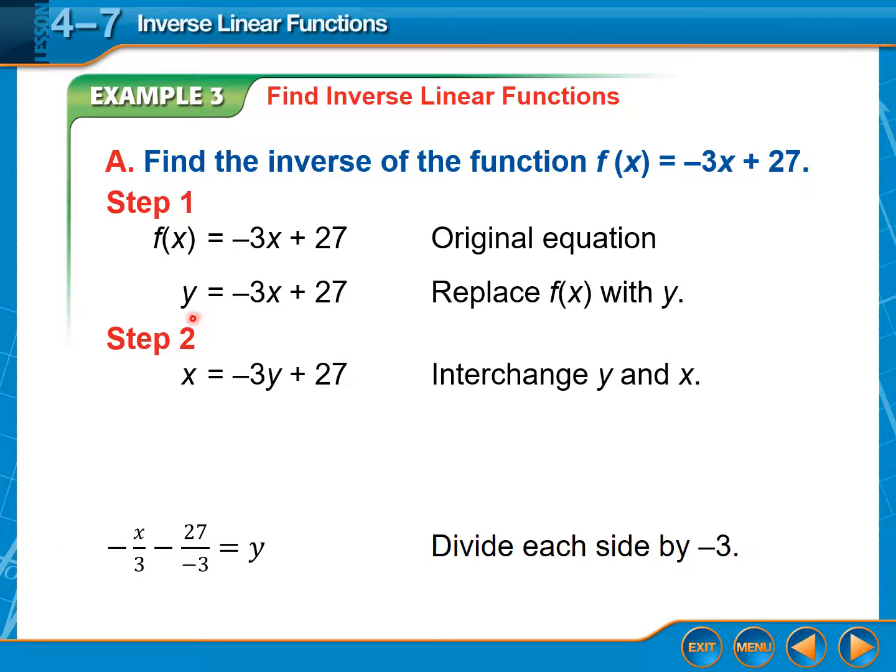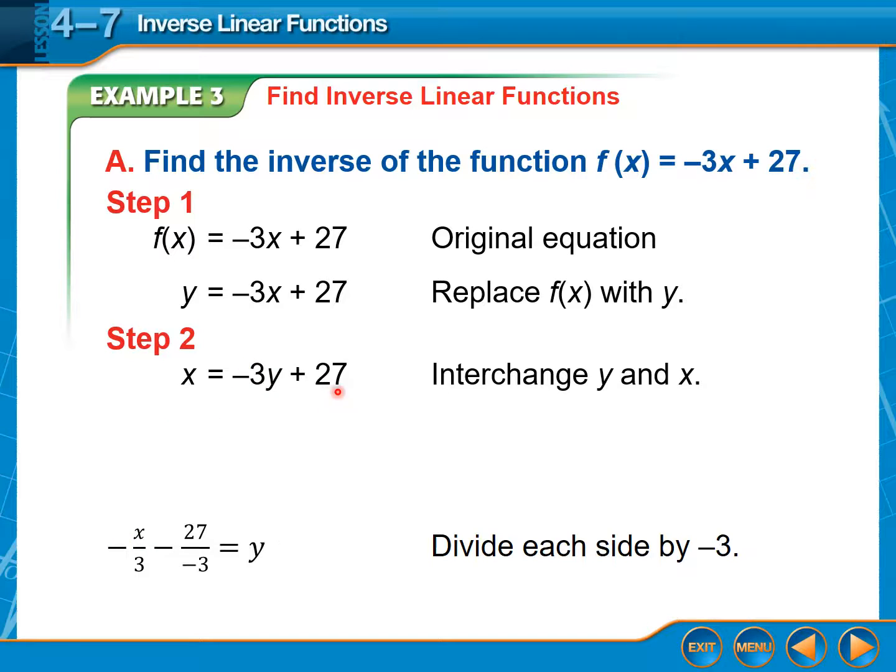So what we do, we take the 2 variables x and y, and we just literally switch their locations in the equation. So instead of y equals negative 3x plus 27, when I switch x and y, it becomes x equals negative 3y plus 27. Okay. That's the only difference between these 2 equations. Just switch the location of x and y. Same thing we were doing with the inverse relations.